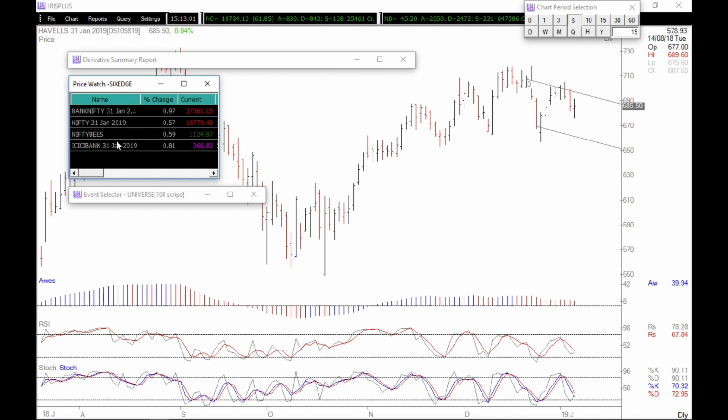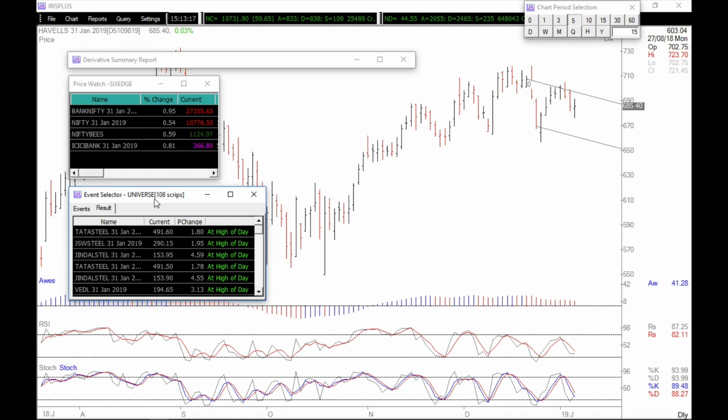So I only keep an eye on the scripts which I have a current position, or I'm looking to take a current position. Baki mujhe dekhna nahi hai. Rest I'm not too much interested to look at. But I would also want to have a feel of the market. That is, which are the stocks which are recovering, which are the stocks breaking out, which are the stocks crashing down.